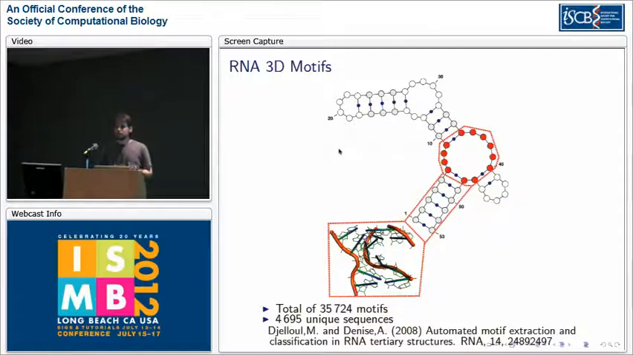What we did is we download around 900 RNA 3D structures from the PDB. There is software developed by Jalil and Denise in 2008 that automatically uses the annotation of those PDBs to extract cycles and motifs. This is really nice because it removes all the bias we could have by manually trying to identify what we see as a motif or not. So we were able to obtain around 36,000 motifs, but what is really important is that we have only around 5,000 unique sequences for those motifs.